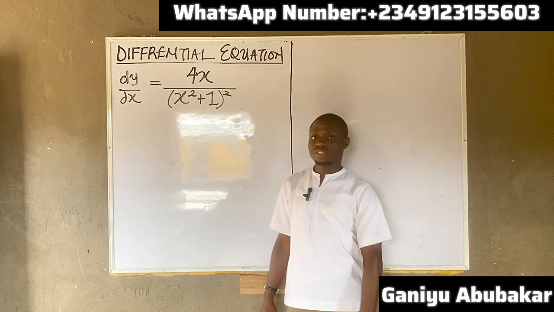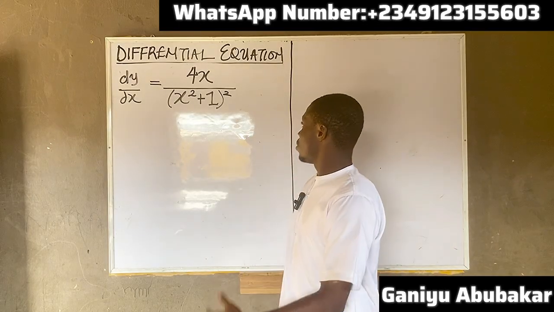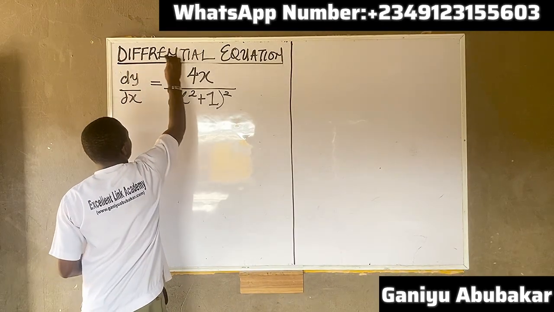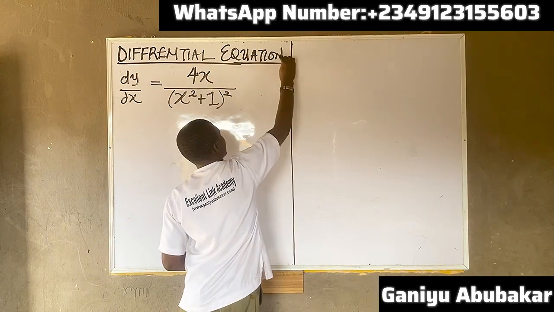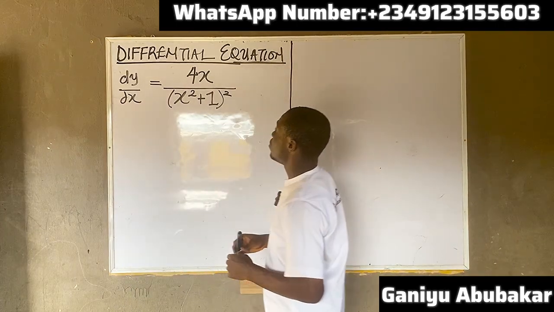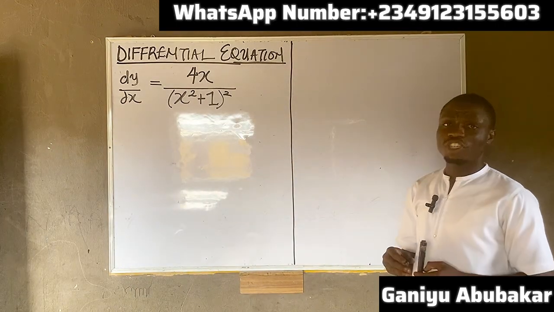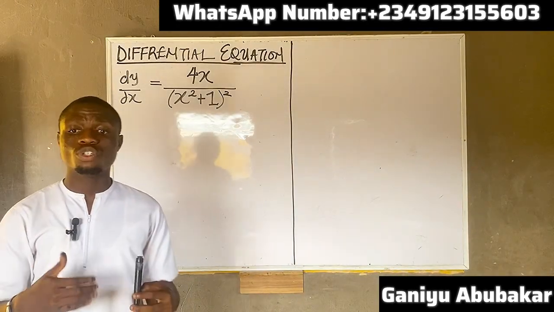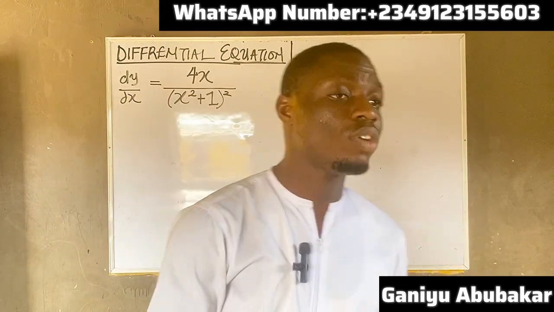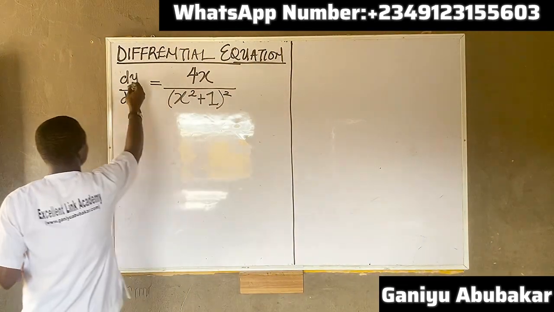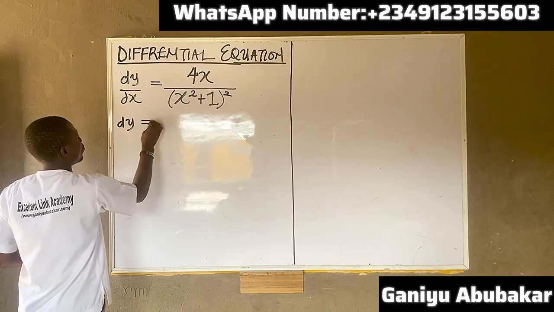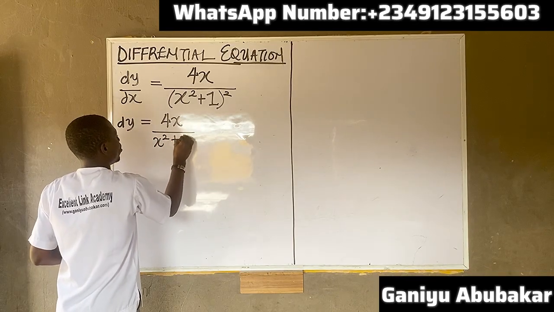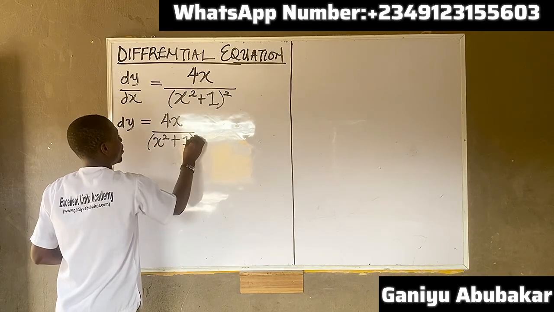Alright, so let's try to get this question done. Let's solve this next problem under the study of direct integration method using the concept of differential equation. So how do you solve this one here? It's easy. As usual, the normal procedure we go through is to take the dx to the other side. So that gives you dy is equal to 4x all over (x squared plus 1) all squared.